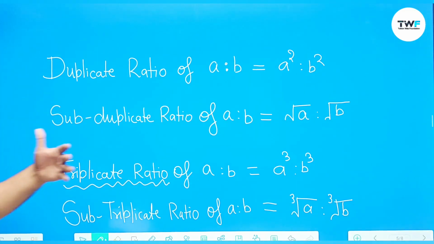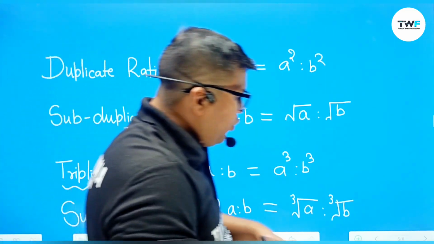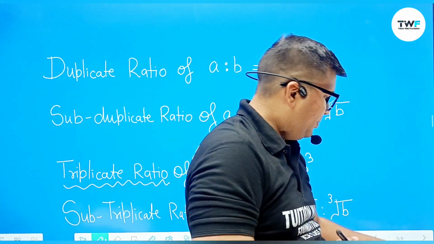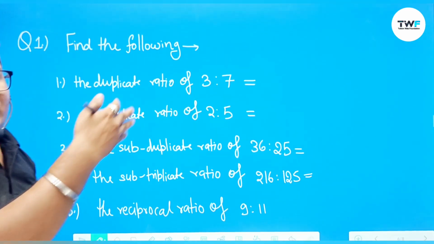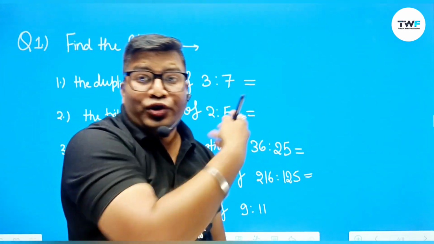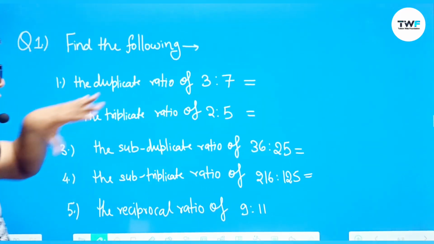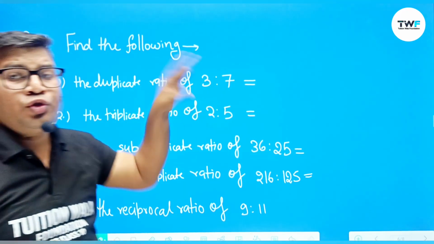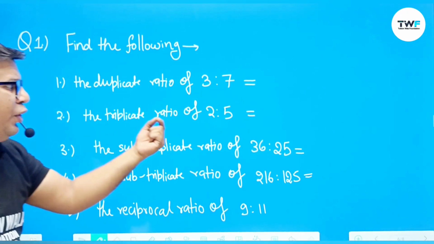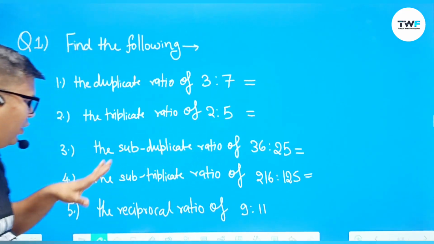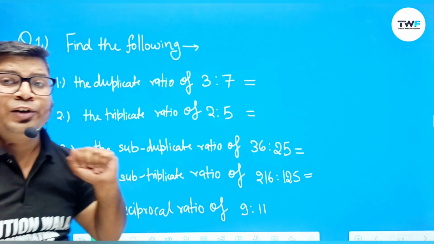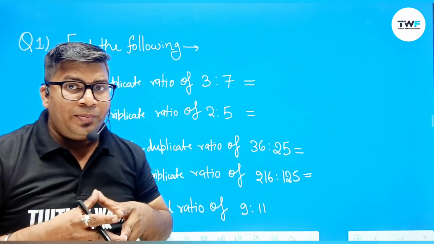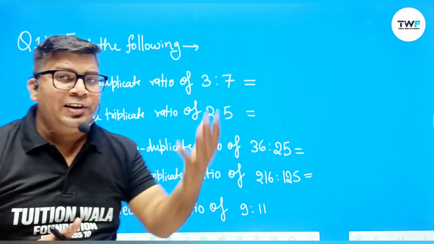So we are applying this on a question. We are moving on to the next point. A simple question is coming on your screen. The question is: find the following: the duplicate ratio of 3:7, the triplicate ratio of 2:5, and the next ones are the sub duplicate, sub triplicate, and reciprocal ratio. So how can we find these? I think you can find them easily.